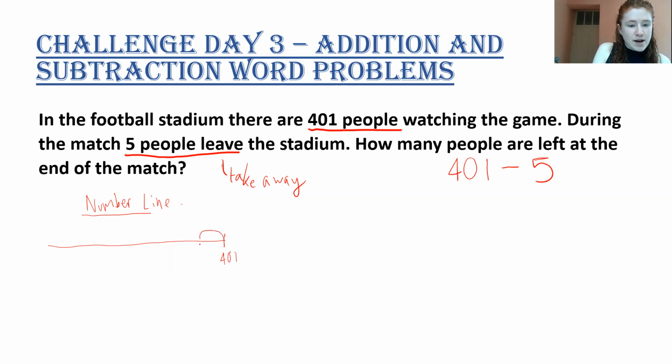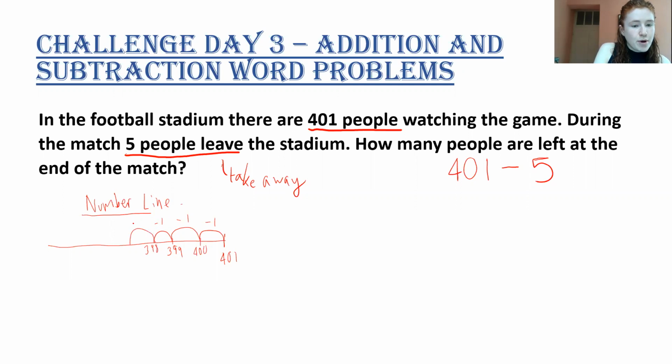Right, so we're going to go minus 1 here. So let's put our minus 1, and that's going to take us to 400. We're going to do minus another 1, and that's going to take us to 399. It can sometimes be hard to think of these ones in your head when they're really big numbers, and that's why a number line can help us. And we're going to do another minus 1, which takes us to 398.